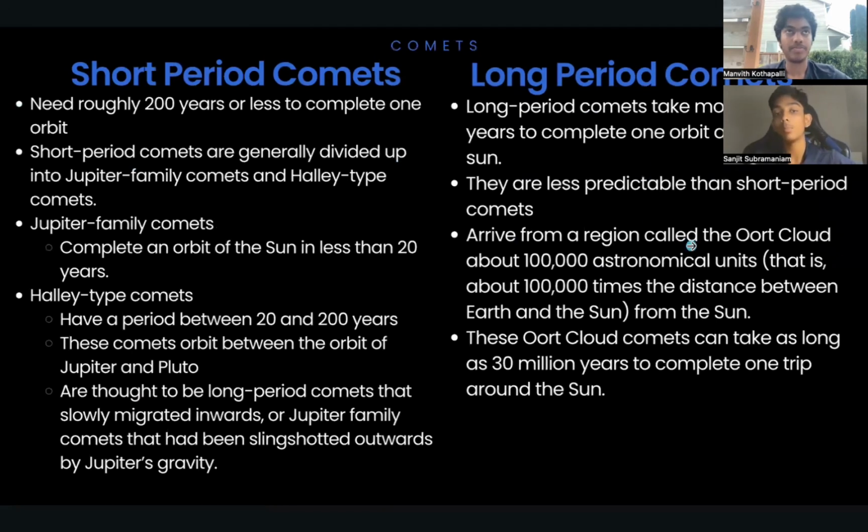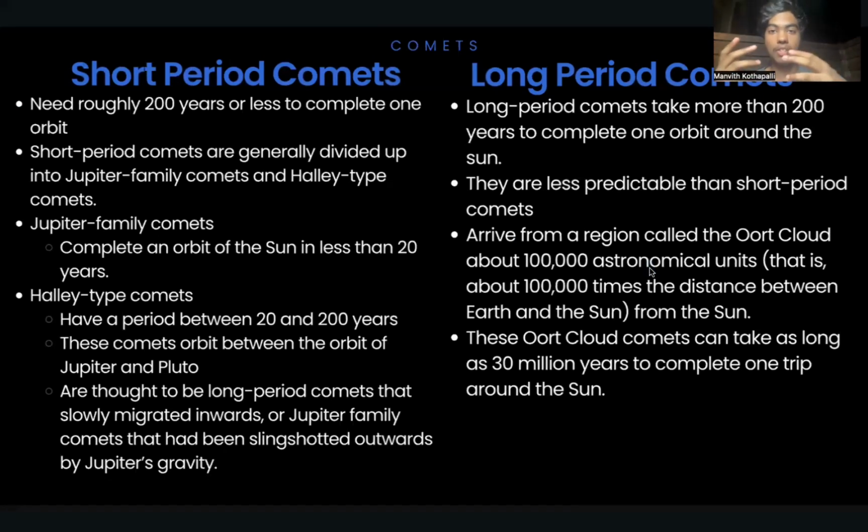Short period comets are generally divided up into Jupiter family comets and Halley type comets. Jupiter family comets are short period comets that complete an orbit of the sun in less than 20 years, while Halley type comets are comets with a period between 20 and 200 years, named after the first identified member, Halley's Comet. These comets orbit between the orbit of Jupiter and Pluto and are thought to be long period comets that slowly migrate inwards, or Jupiter family comets that had been slingshotted outwards by Jupiter's gravity.